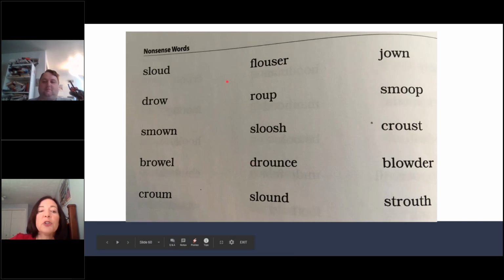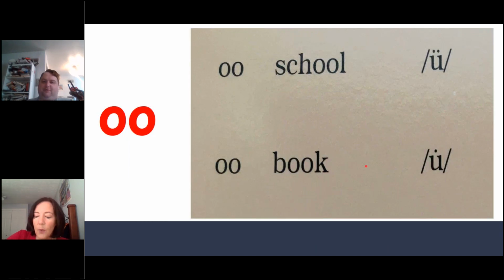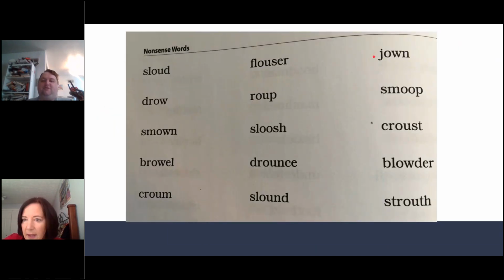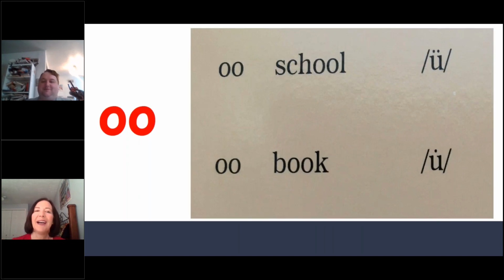I'm going to read them through again, just the OW words with the O sound. This could be dro, smone, browel, and bloater. And on the top, Jown. So that could be Joan. Oh, I couldn't see that one was an OW. That could have been Joan. Thank you. You're very welcome.